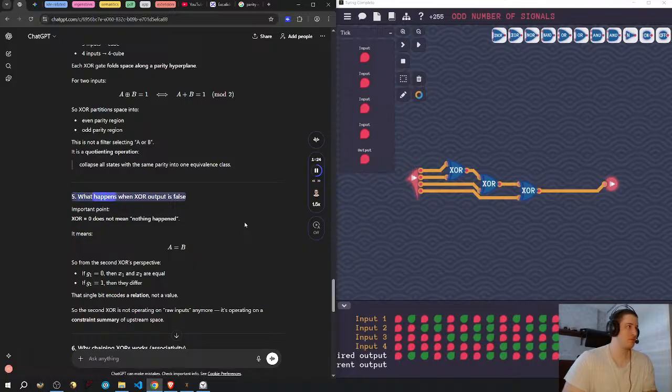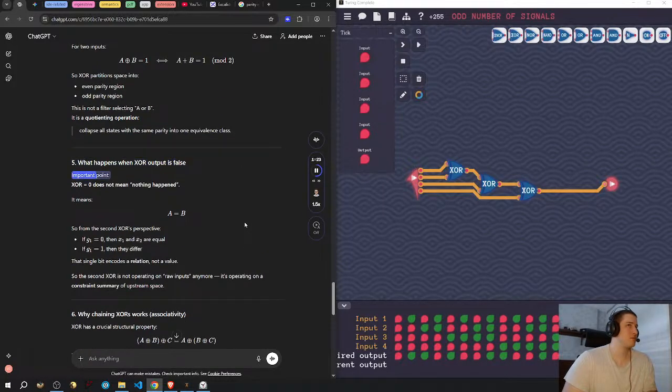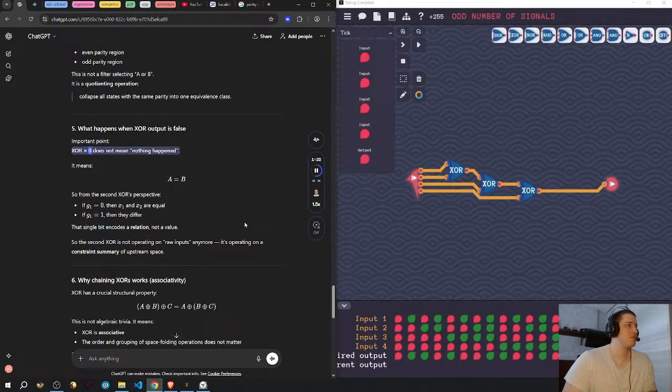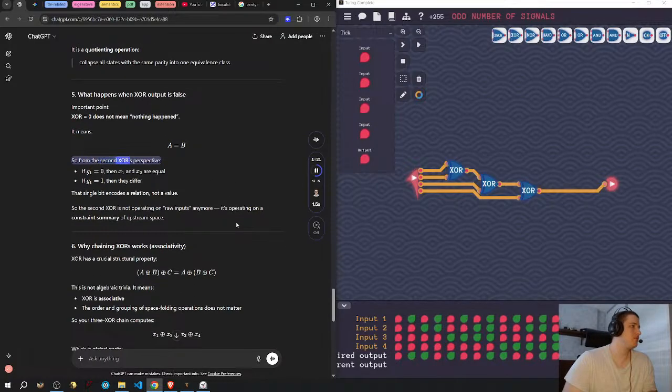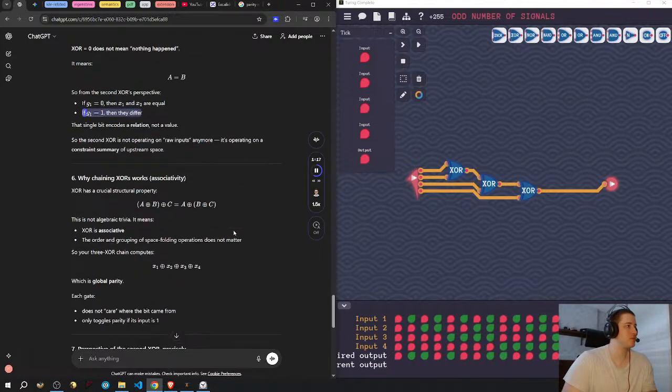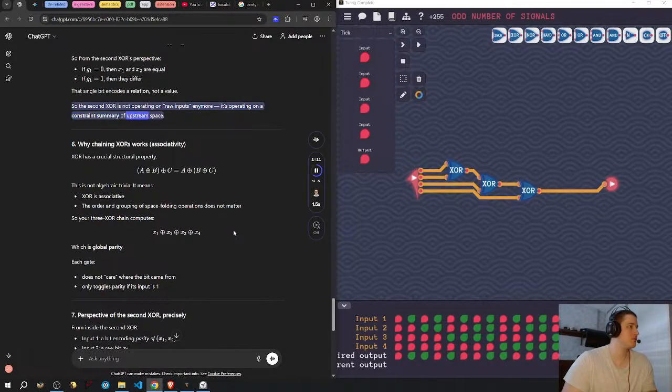5. What happens when XOR output is false? Important point. XOR equal to 0 does not mean nothing happened. It means the inputs are equal. So from the second XOR's perspective, if G1 equals 0, then X1 and X2 are equal. If G1 equals 1, then they differ. A single bit encodes a relation, not a value. So the second XOR is not operating on raw inputs anymore, it's operating on a constraint summary of upstream space.